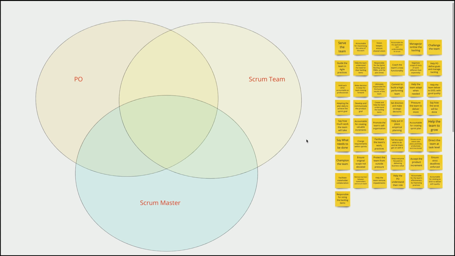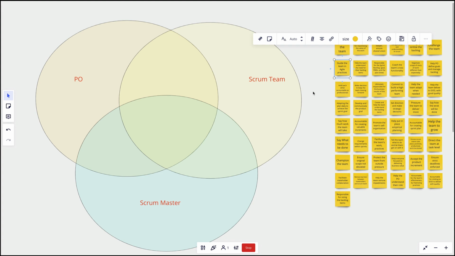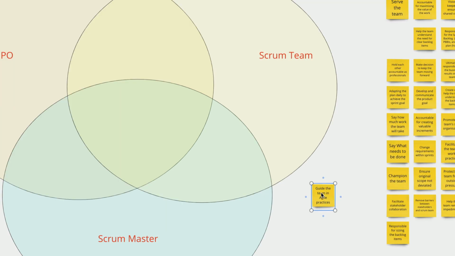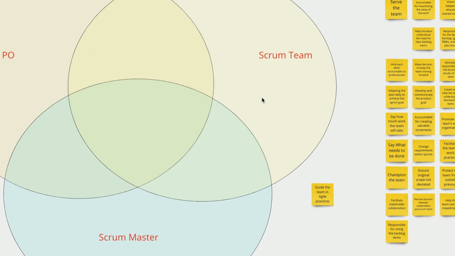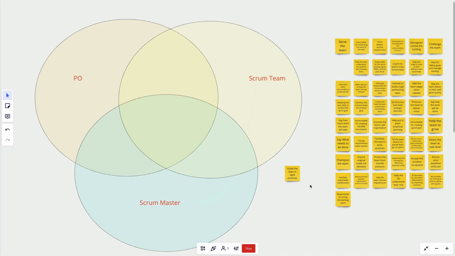So let's pick the first item on the board, and it doesn't have to be in any particular order. So for example, I'm going to pick the first one, guide the team in Agile practices. So let's have a quick discussion as a team as to who is responsible for guiding the team when it comes to Agile practices. Is it the product owner? Is it the Scrum team? Or is it the Scrum Master? So in this instance, it's going to be the Scrum Master, so we can actually move the ticket or the post-it note towards the Scrum Master.